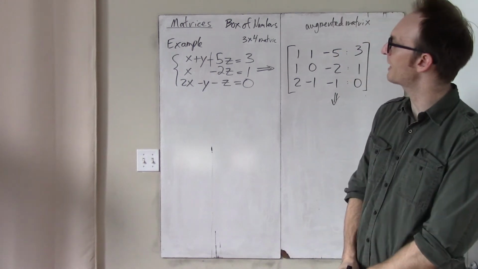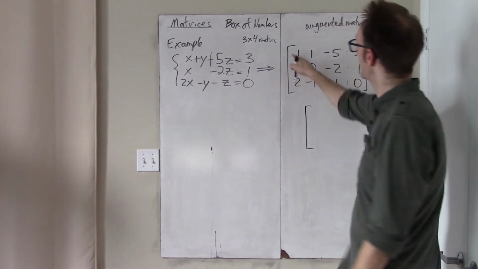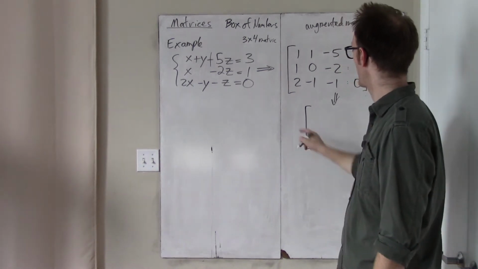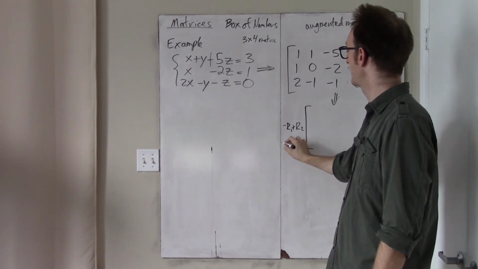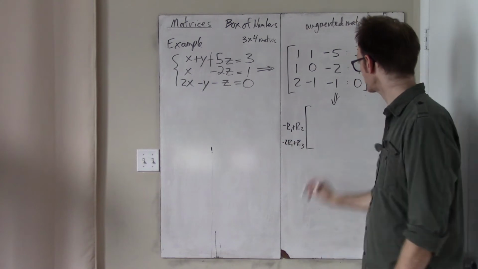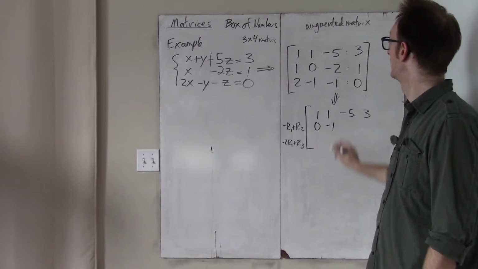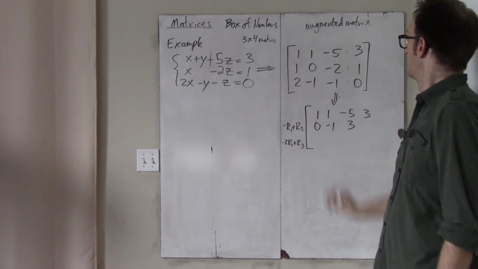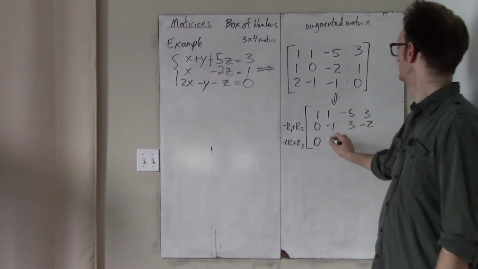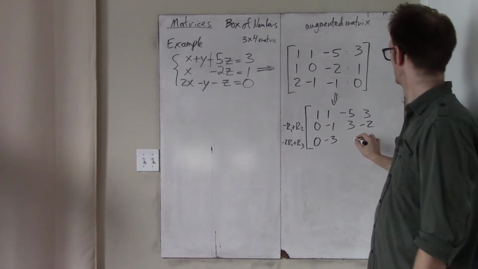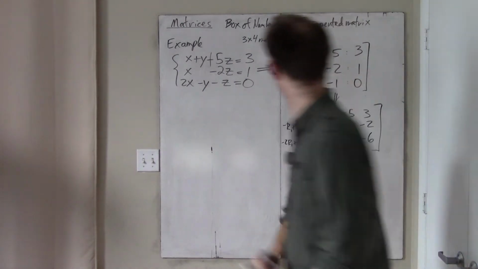What's the first thing we do when we do Gaussian elimination? We make sure that number up in the top left-hand corner is a 1, and then we use that 1 to kill all the things beneath. So I'm going to replace row 2 with negative row 1 plus row 2, and I'll replace row 3 with negative 2 row 1 plus row 3. So 1, 1, and let's see, 0. Hope I'm doing this right. Okay, I think that's looking pretty good.